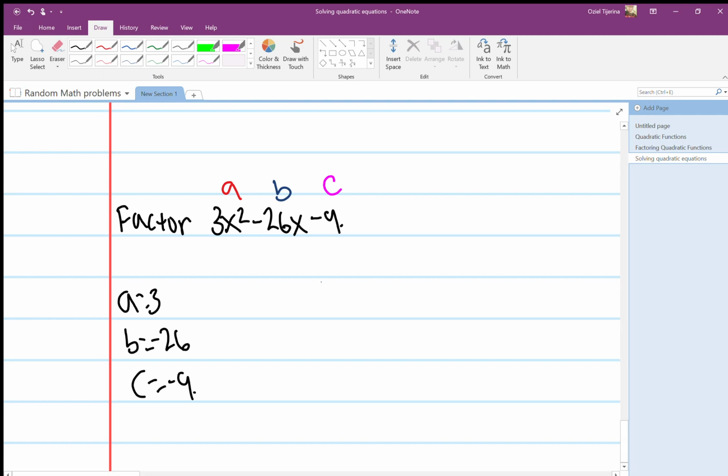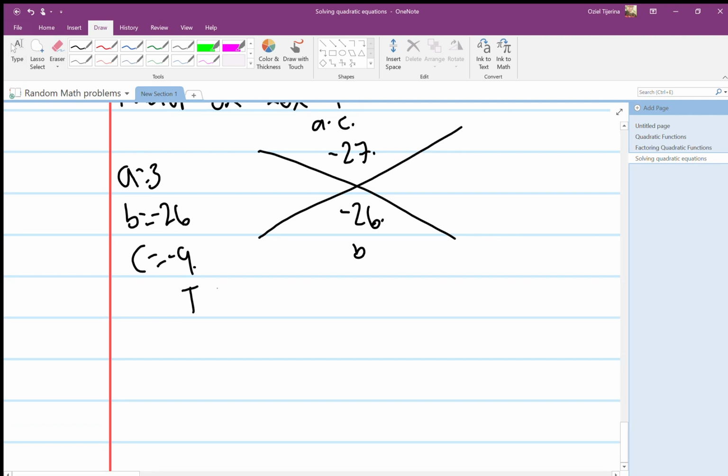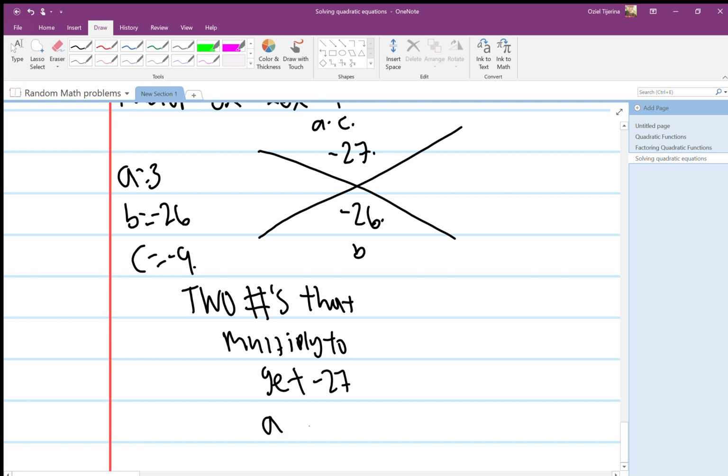So what you have to do is your X box. So you have negative 27, because that's your A times C, and then this is your B term. Our B term is negative 26, and we want to know two numbers that multiply to get negative 27 and add to get negative 26, okay?